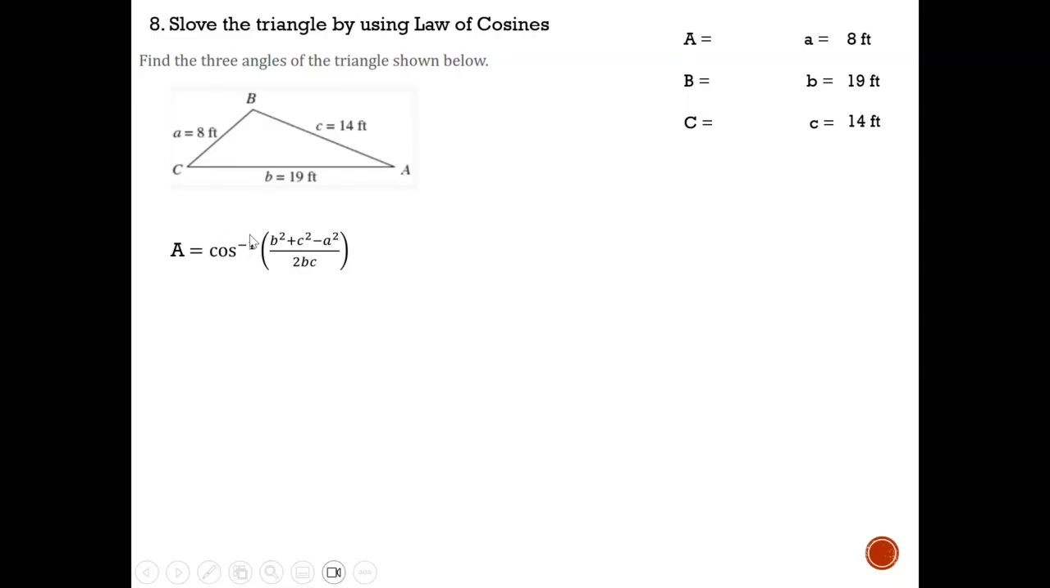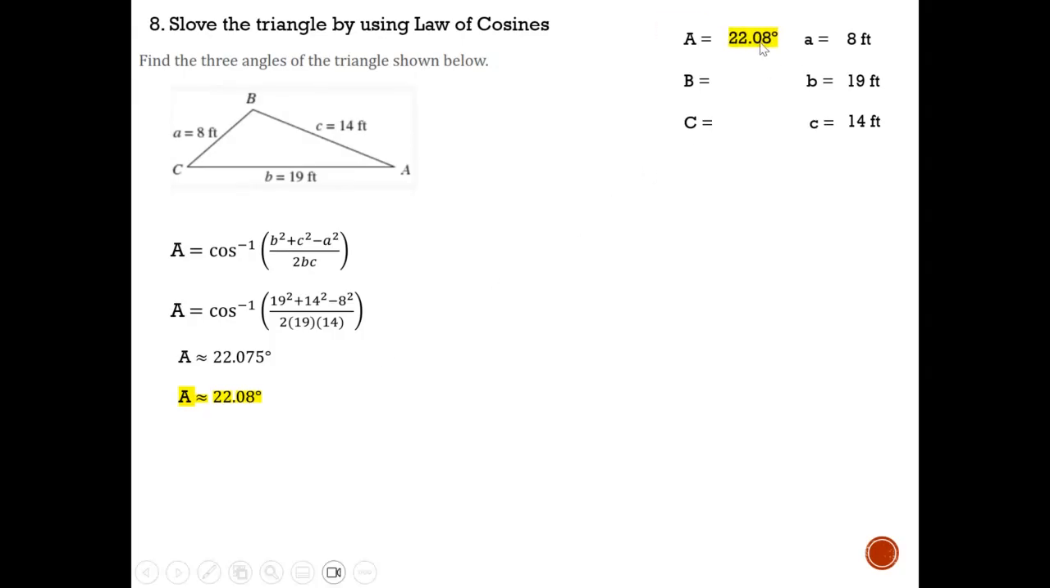So to solve for A, guys, this is the formula. It's going to be the arccosine of B squared plus C squared minus A squared over 2 times B times C. So let's plug everything in. B is 19, so that's 19 squared. C is 14, that's 14 squared. And A is 8. Over 2 times 19 times 14. You plug it into the calculator, and you're going to get approximately 22.075. So it'll be 22.08. That's the answer for A.